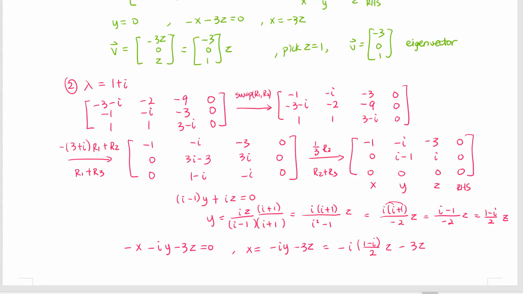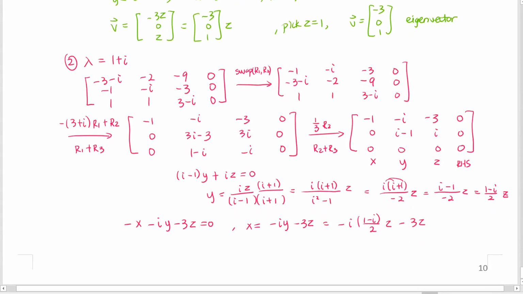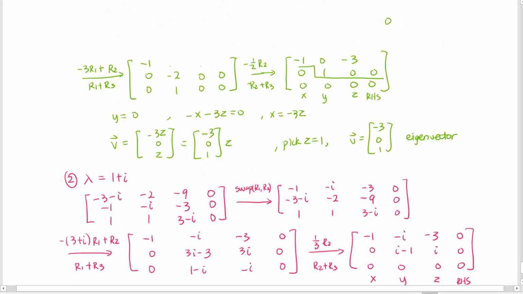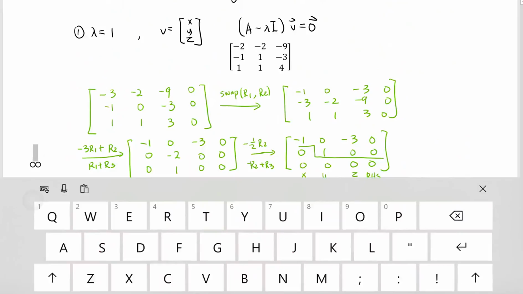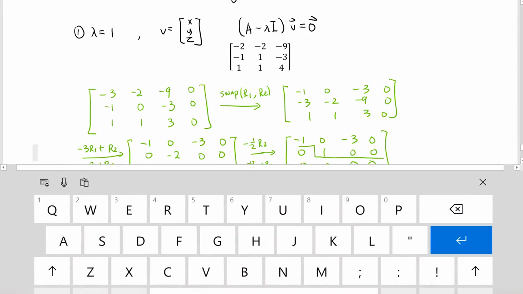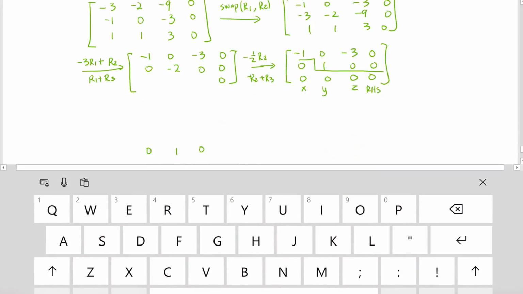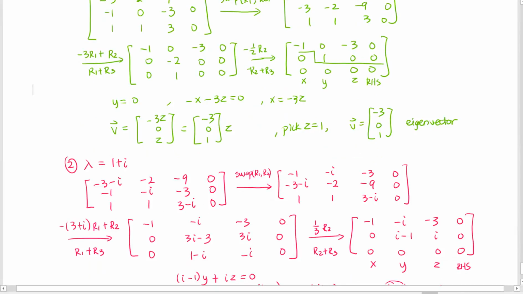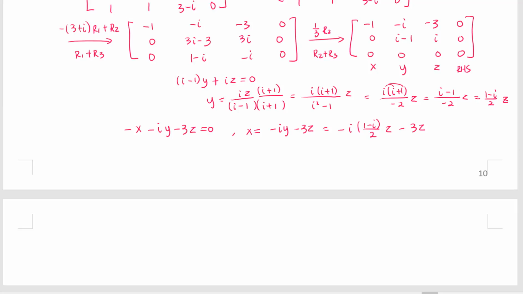Okay, what is this guy? So that's still x. Oh, I need more space. How can I get more space? Okay, here we have more space.